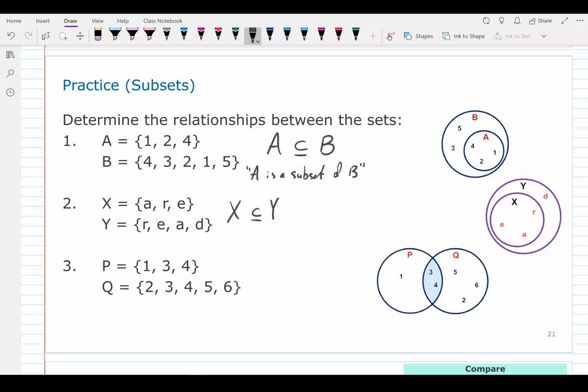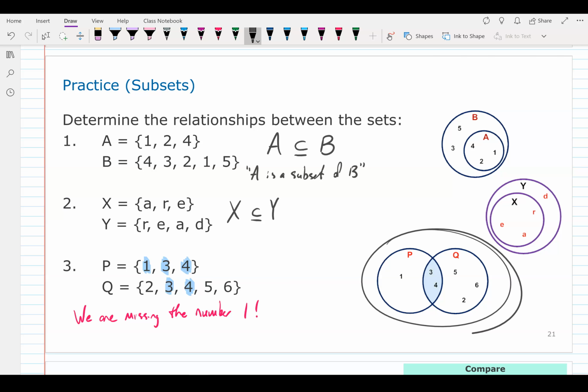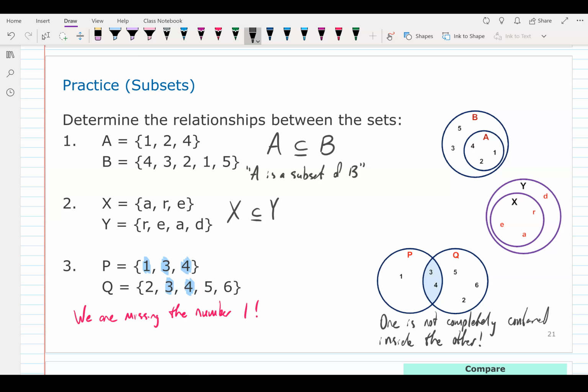What about P and Q? P has the numbers 1, 3, 4. Q has the numbers 2, 3, 4, 5, 6. But look at the problem here. 1, 3, and 4. Well, we have 3 and 4 in the set Q, but we don't have the number 1. So P is not a subset of Q, nor is Q a subset of P. Notice one is not inside the other. And if that's not the case, then it's not a subset. So you can say that P is not a subset of Q.